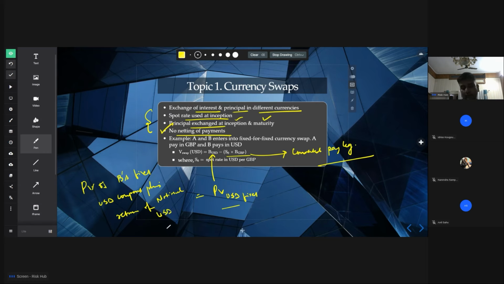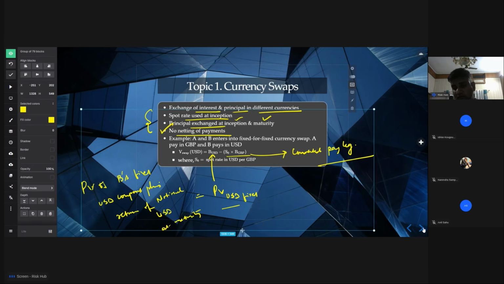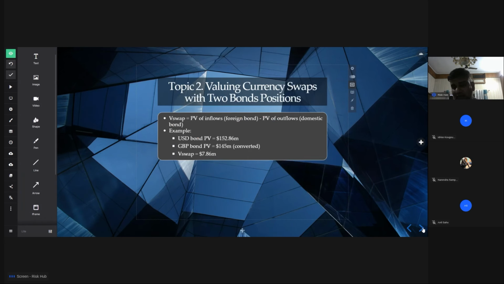Okay, at maturity, and everything discounted. This present value, everything discounted at your USD OIS, your LIBOR curve, right? So again, tricky, not easy. We'll solve a numerical, then you will realize such kind of questions rarely come in exam, because this chapter is very difficult, guys. This chapter is not easy.